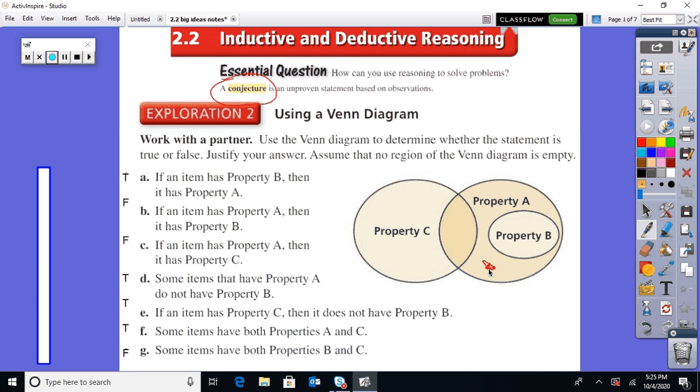D, some items have property A, do not have property B. That's true. Could be there. E, if an item has property C, then it does not have property B. If an item has C, so C and B don't overlap at all, so there's a gap between them, so that's true. F, some items have both A and C, so they could be in that region, so that's true. Then G, some items have both properties B and C, and that is false. B all the way over here, C all the way over here with nothing touching. So more comment on that later.